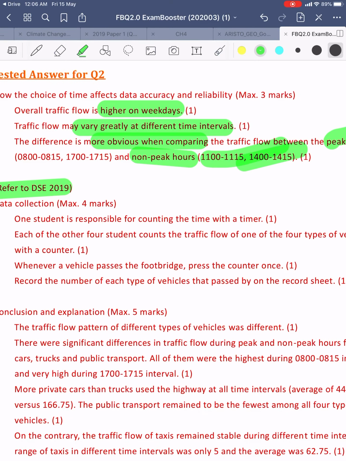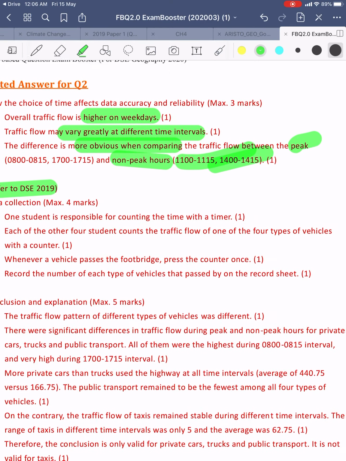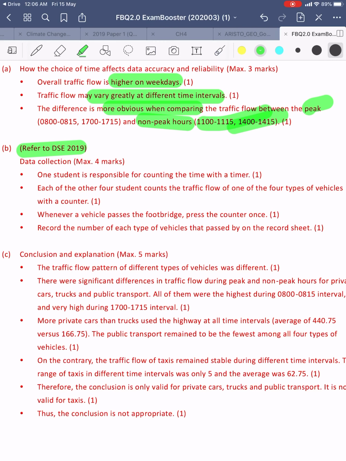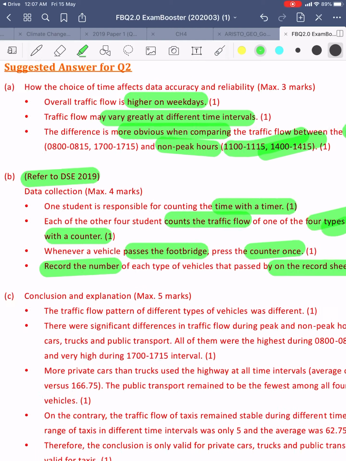You have to make it very discrete about who is doing what. If you have a group of students, one student is responsible for taking the time, and another one counts the flow of 4 types of vehicles. Maybe we can do one student by one type. One student is doing the public transport, one student is doing the private car, another student is doing the truck, and so on and so forth. And then give very detailed steps. When a vehicle passes by, press the counter once and then record the number in a record sheet. This one is important.